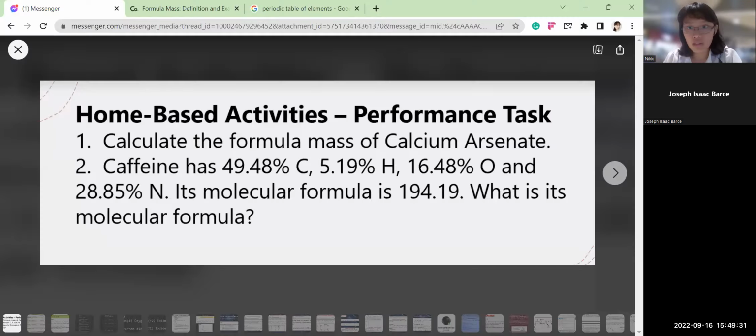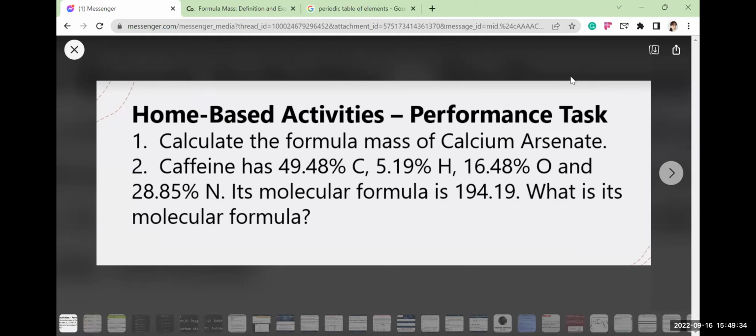Alright. Okay, so I'm going to share my screen. Your homework here says the formula mass of calcium arsenate. So first, what is the chemical formula for calcium arsenate?